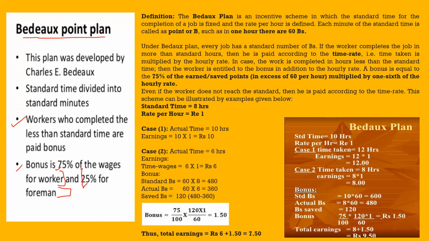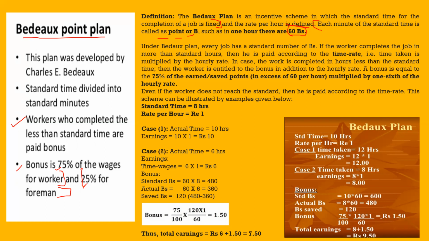The Bedaux plan is an incentive scheme in which the standard time for the completion of a job is fixed, and the rate per hour is defined. Each minute of standard time is called a point or B. Such as in 1 hour, there are 60 Bs. 60 Bs means 60 minutes. You have to consider that 1 hour has 60 minutes. Under the Bedaux plan, every job has a standard number of Bs.